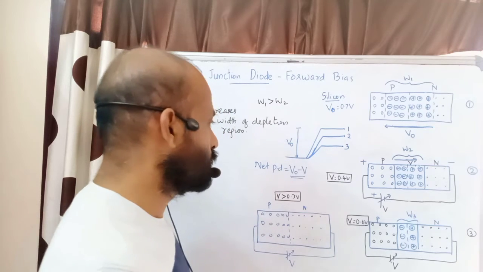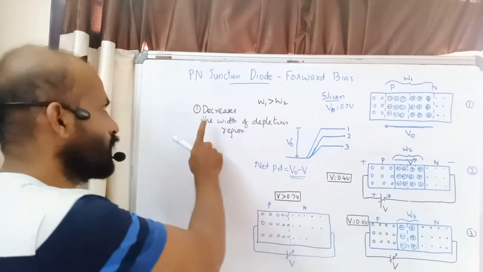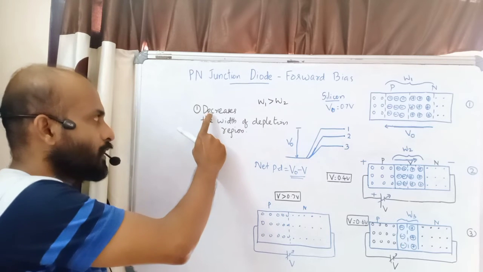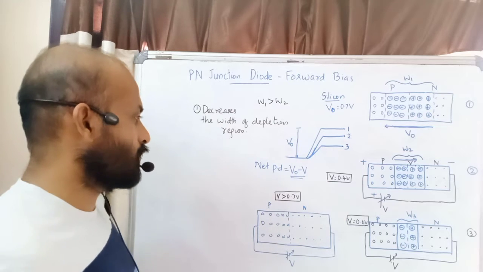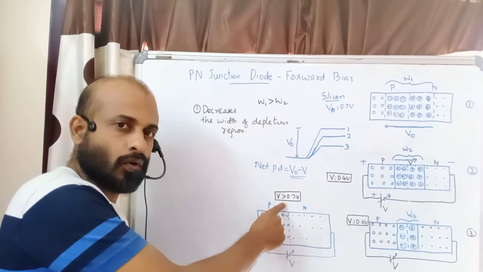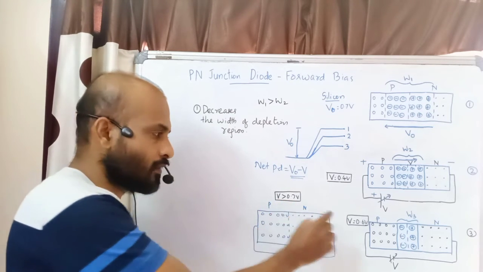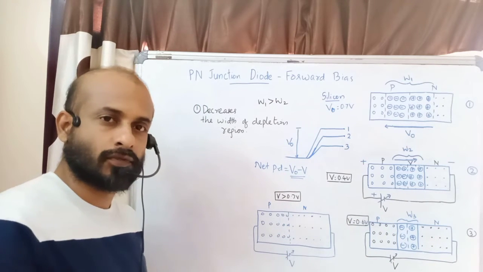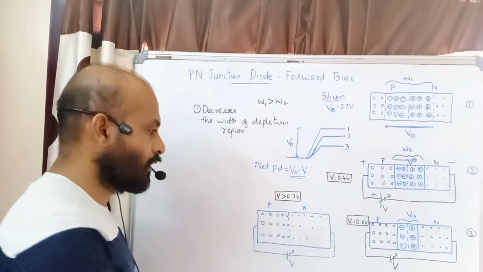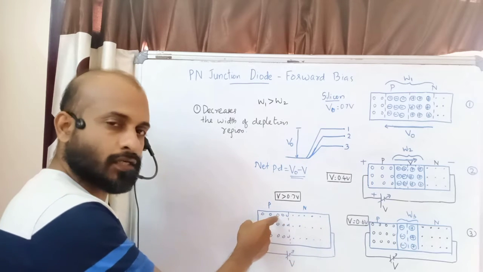So what is the effect of forward bias? The effect of forward bias is that it will decrease the width of the depletion region. Now what happens if we increase the voltage further, more than 0.7 volt? The depletion region will collapse. There will not be any depletion region. It will completely collapse. So many electrons can cross the junction.